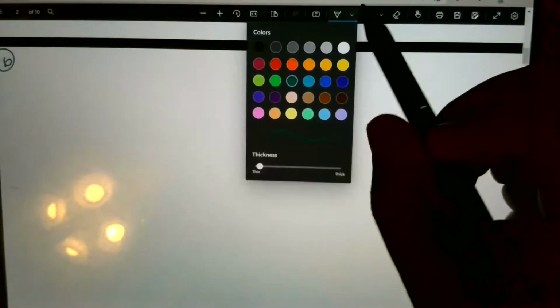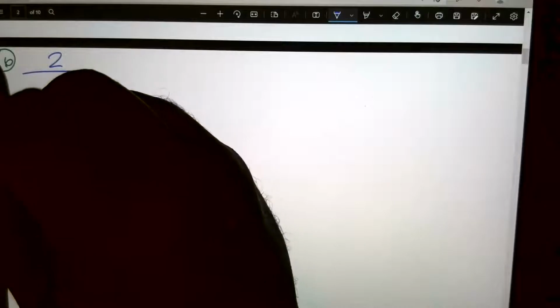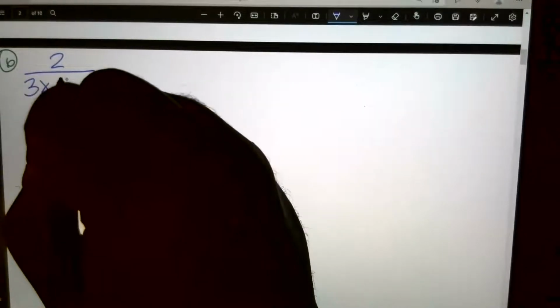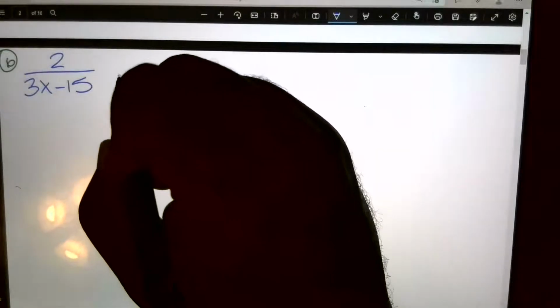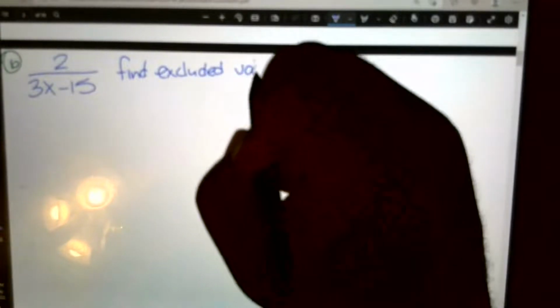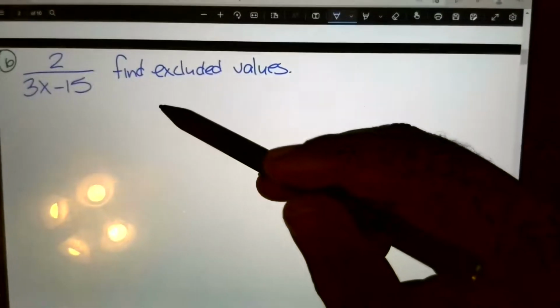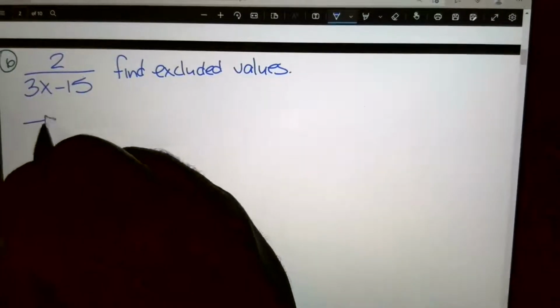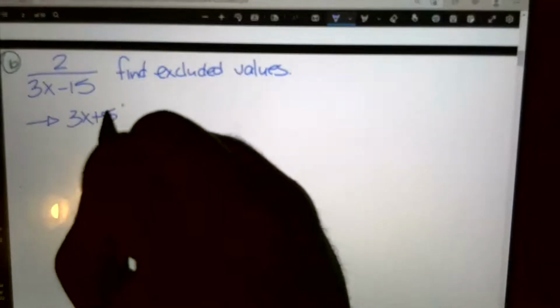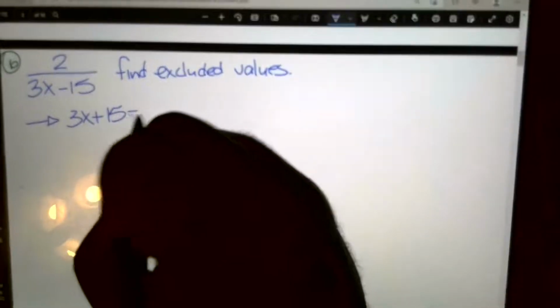6. All right. Find the excluded values for the expression. Excluded values are values where your x value is undefined. So 2 over 3x plus 15. Excluded values are only where the denominator equals 0. So we're finding out where 3x plus 15 equals 0.